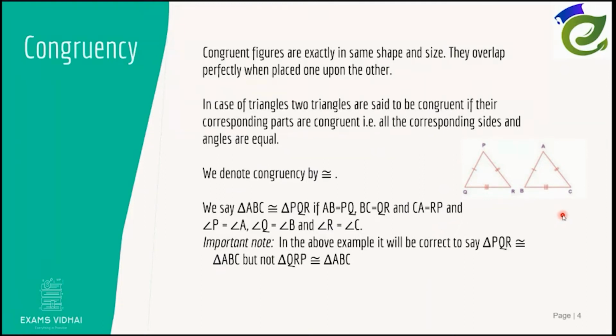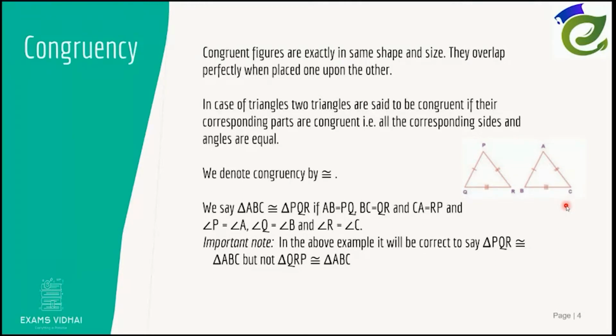Let me explain what is congruency. Any two figures are said to be congruent if they have same shape and size. If you place one over the other, then they'll exactly overlap. Congruency can be used not only for triangles but also for circles, squares, anything. If you take the example of a circle, two circles will be congruent if they have same radius.